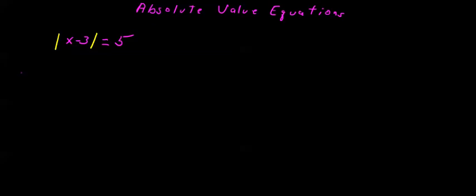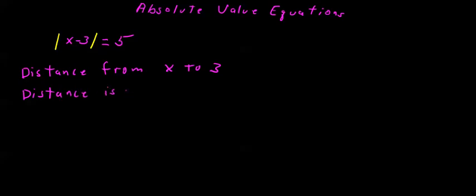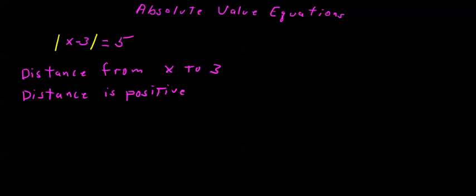Absolute value is the distance from x to 3. Distance is always positive. Always. How far do you live from school? 3 kilometers. Not negative 3, it's 3. Or 4 or 5 or 10.